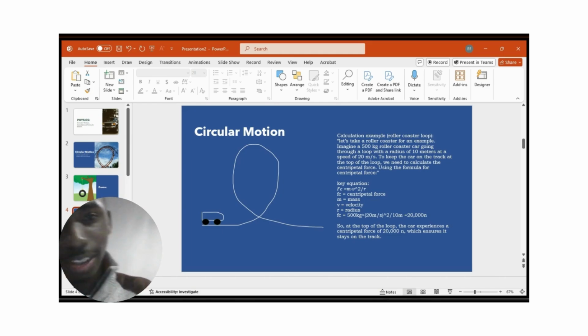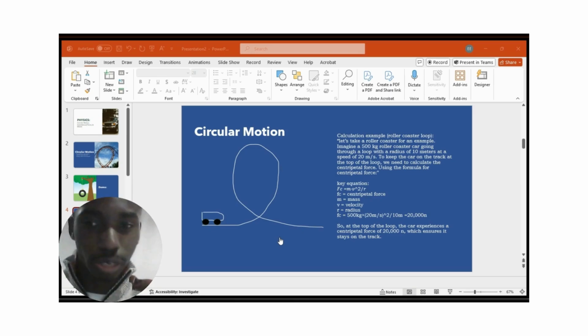All right. So now let's plug in our values. Our mass is 500 kilograms, our radius is 10 meters, and our speed is 20 meters per second. All right, so we have all of our values. So now let's solve them. So 500 times 20 raised to the power 2, that is 400, so 400 divided by 10. So that is 20,000 newtons. So at the top of the loop, the car will experience a centripetal force of 20,000 newtons. All right, so that's the centripetal force. That's the example of centripetal force.